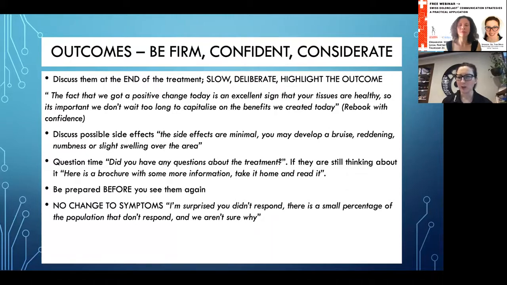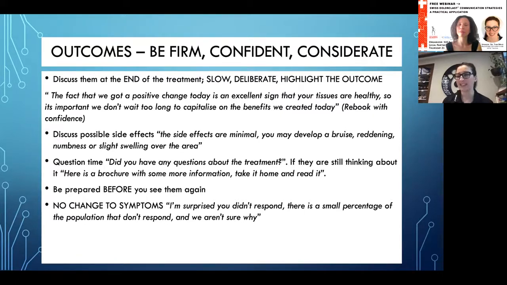If there's been no change to their symptoms, so you give them a shockwave session, they come back and they've had no change, the pain is exactly the same. Be prepared, right? This could potentially happen. So you say things like, I'm surprised you didn't respond. There is a small percentage of the population that don't respond and we aren't sure why.